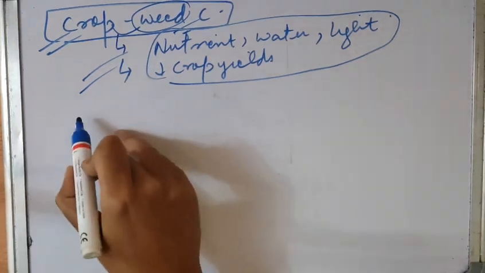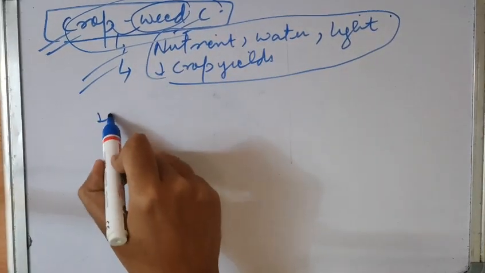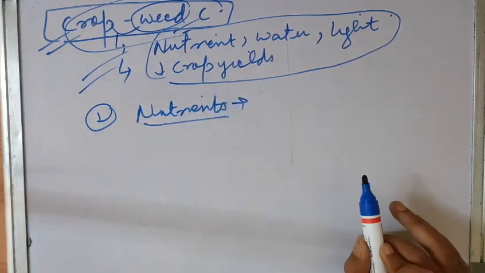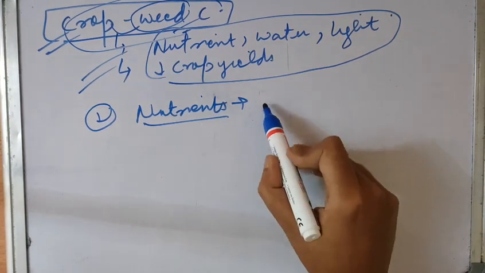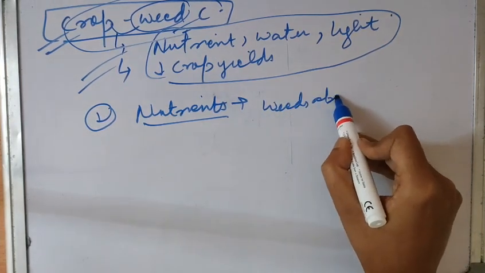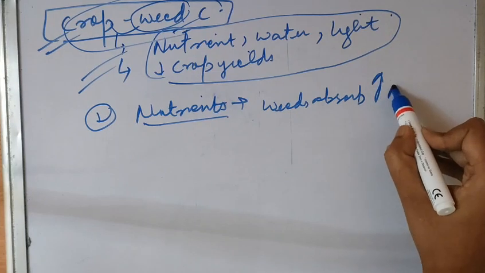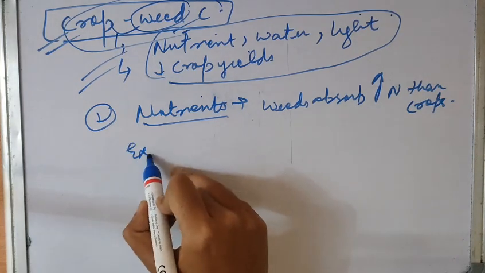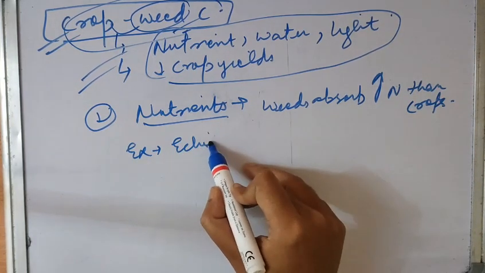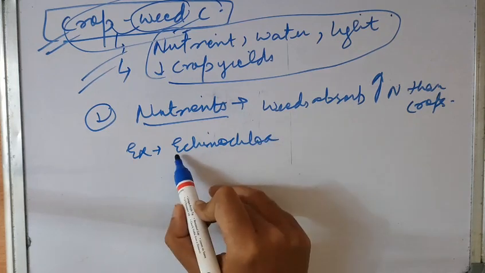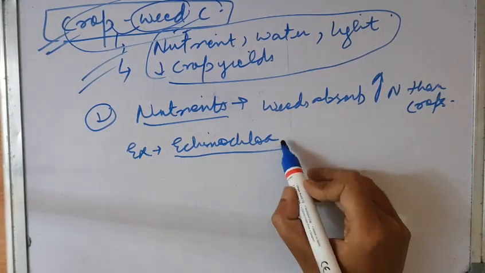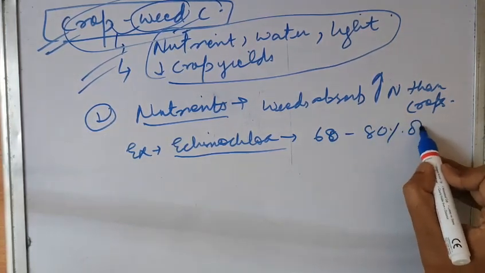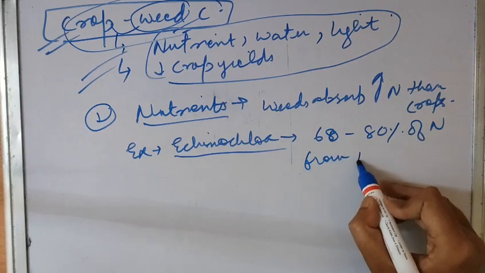So for what do these two compete? We will discuss here. First of all, there is competition for nutrients. Naturally, weeds absorb more nutrients than crops. Always keep that in mind. For example, you can give Echinochloa, which removes 60 to 80% of nitrogen from rice fields if not eradicated.